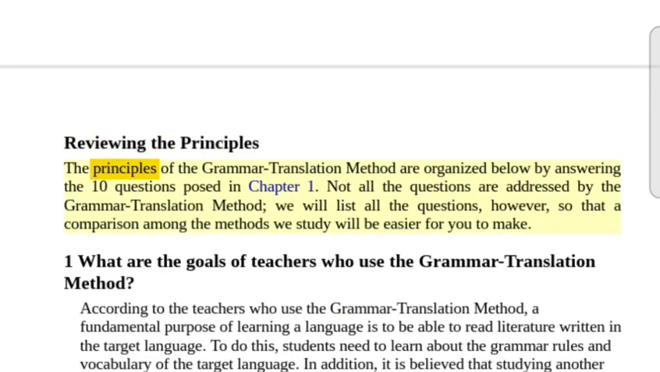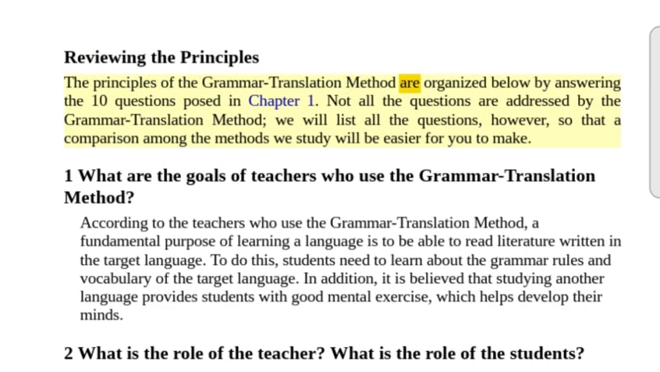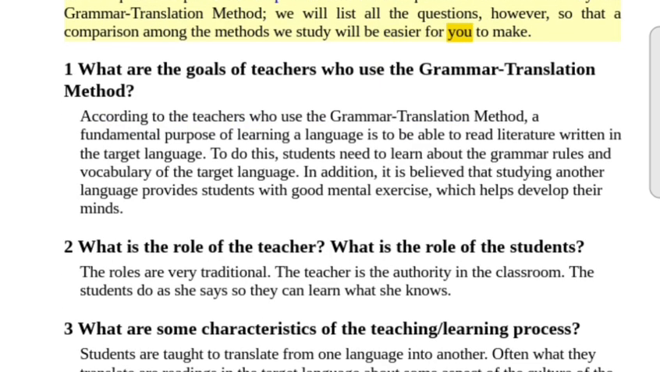Reviewing the principles of the grammar translation method, they are organized below by answering the 10 questions posed in Chapter 1. Not all the questions are addressed by the grammar translation method. We will list all the questions, however, so that a comparison among the methods we study will be easier for you to make. 1. What are the goals of teachers who use the grammar translation method?